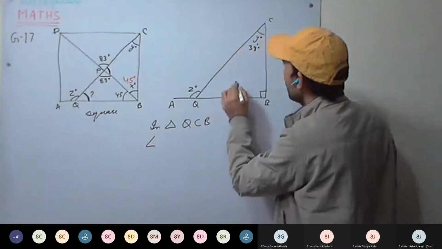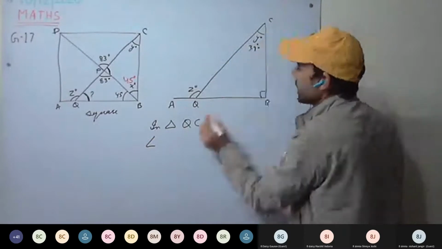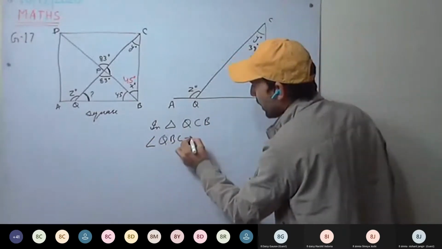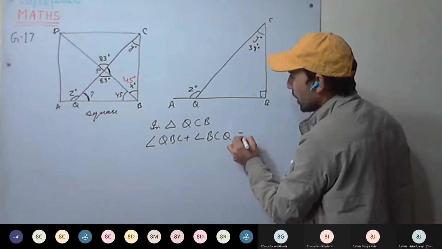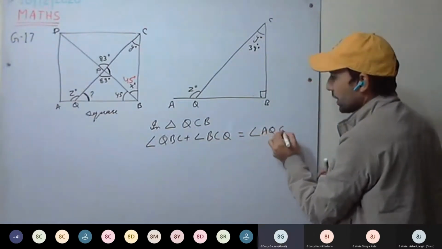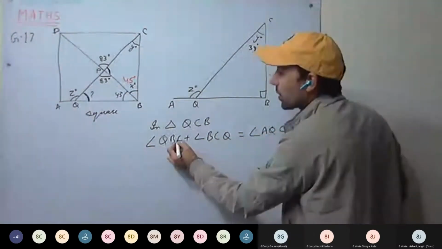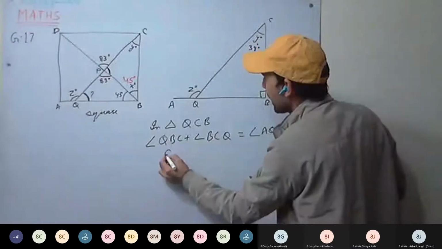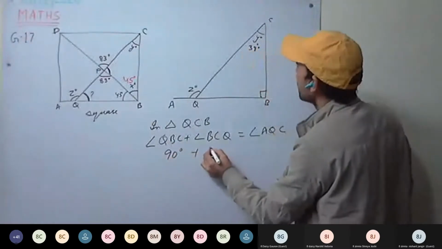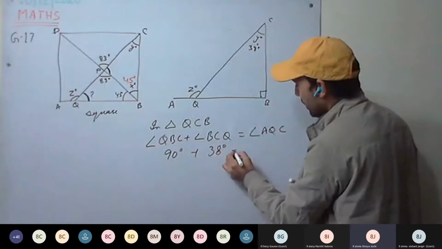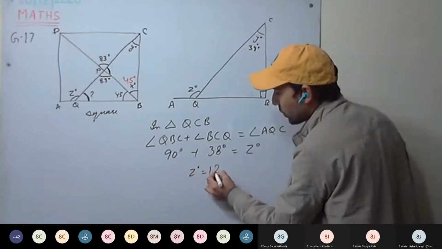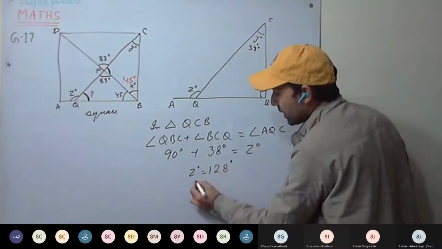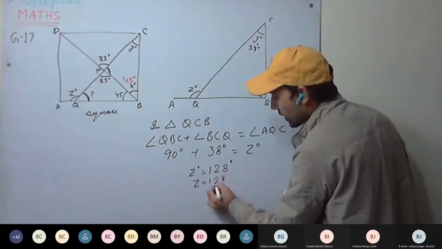So angle QBC plus angle BCQ equal to angle AQC, Z. This is how much? Okay, this is how much? 90 degree plus Y degree, that is 38 degree, equal to Z degree. So Z degree equal to 128. Z equal to 128.